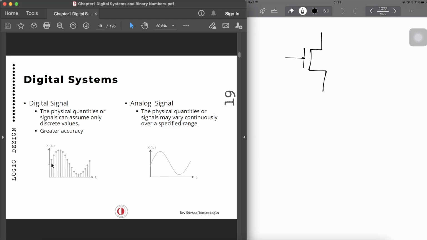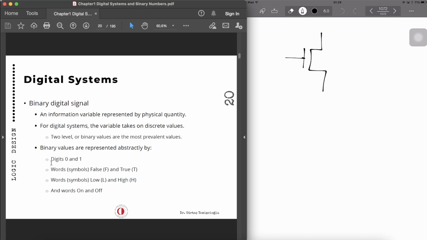So let's introduce these digital signals and binary digital signal, which we just talked about, 1 and 0. Information is actually represented with a physical quantity. Either it's 1, on or off, nothing else, or true or false, low or high, whatever you want to call it. But in the end, it's a physical quantity, 1 and 0.